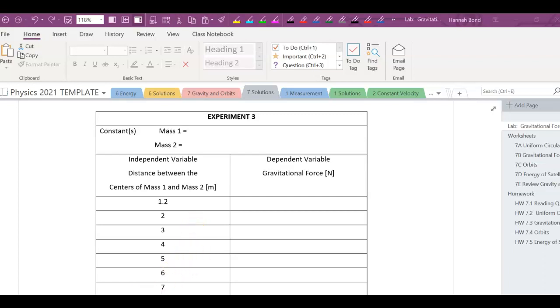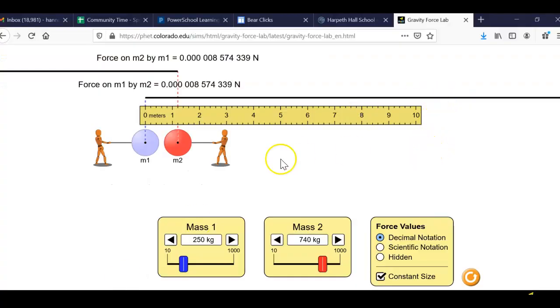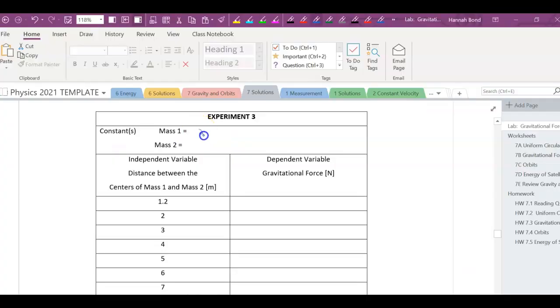And so I'm going to go to the simulation tool, and I'm going to choose values of mass 1 and mass 2. Please do not use the same values that I'm showing here. You choose your own values and have them be different from the people around you. I'm choosing 250 kilograms for mass 1 and 740 kilograms for mass 2. You should record your values, which will be different than mine.